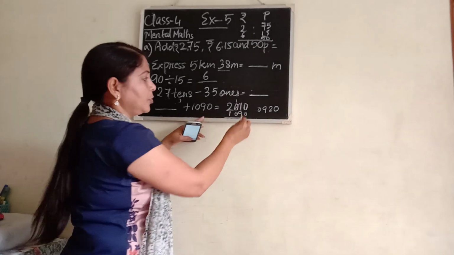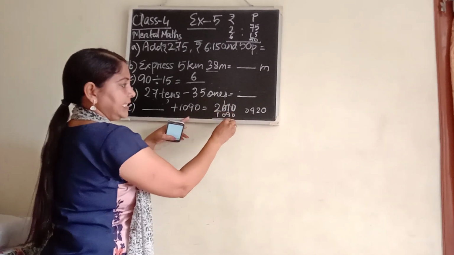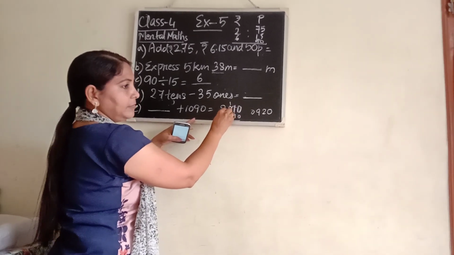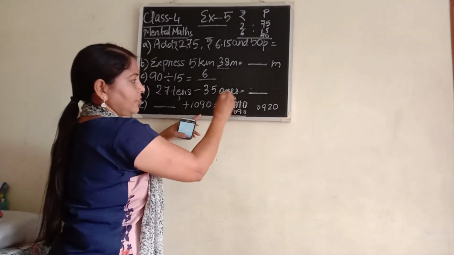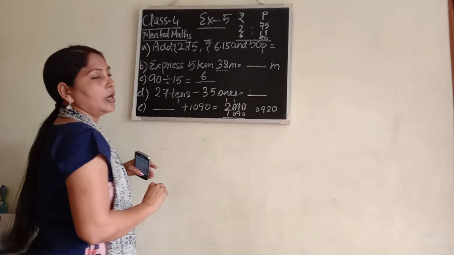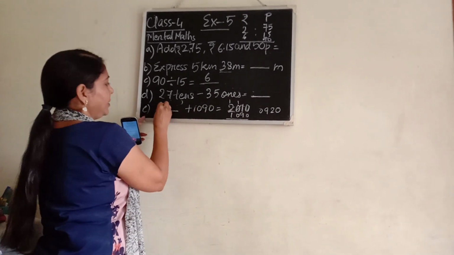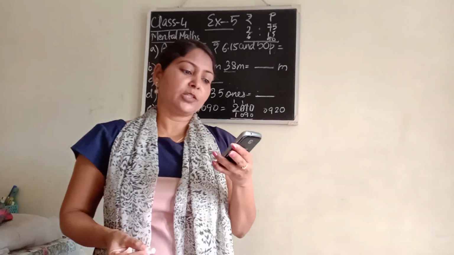Let us check it once more. 0 minus 0 is 0. Then 11 minus 9 is 2. Then over here it becomes what? Again 9. And this becomes 1. 1 minus 1 is 0. And 9 minus 0 is 9. So the answer will be here 920. Okay. Then we move to the next question.